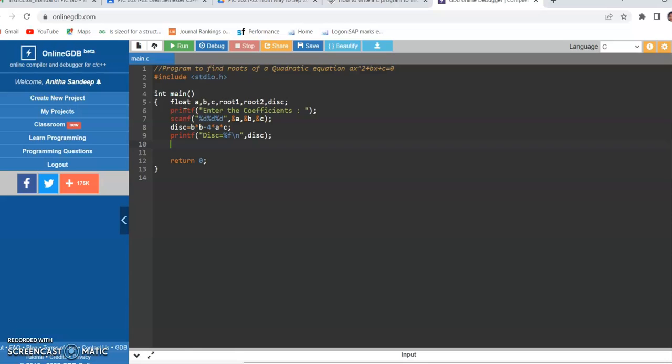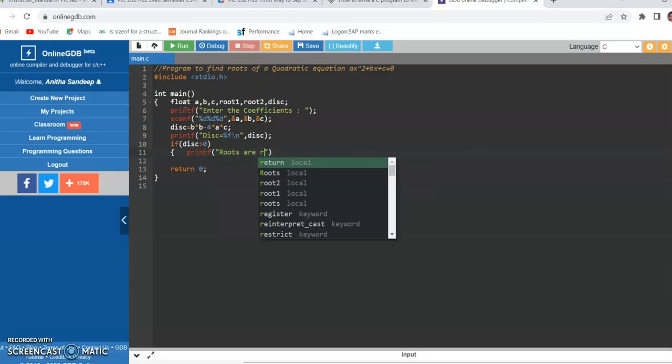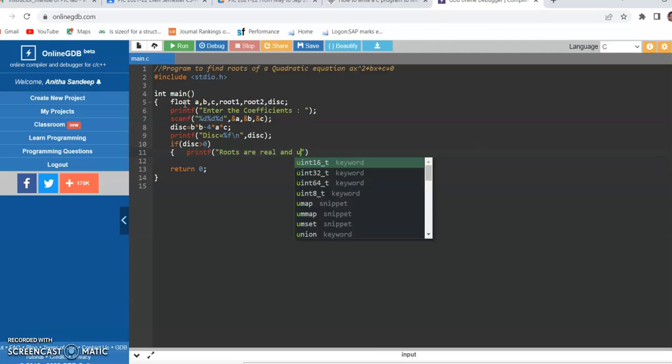Now based on the discriminant, I have to decide whether the roots are real and equal, real and unequal, or imaginary. So I will have a testing condition. If discriminant is greater than 0, then I will first print the roots are real and unequal.